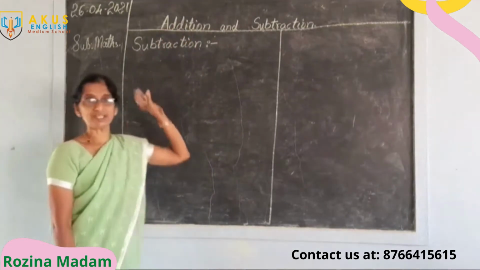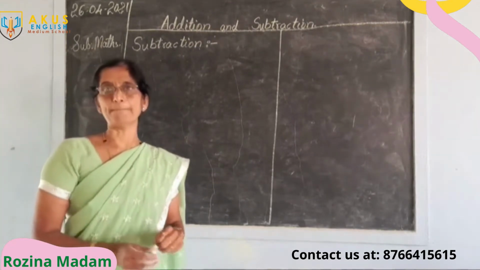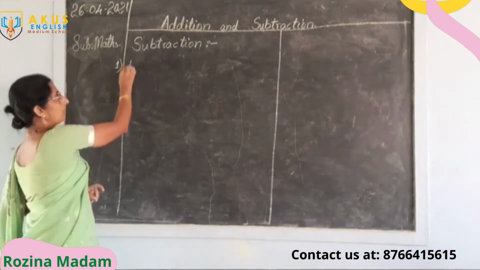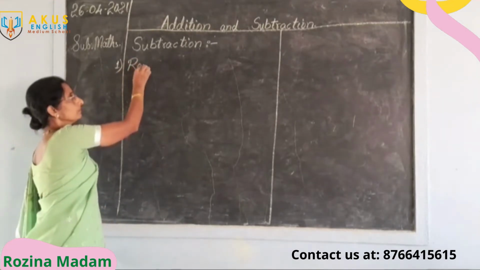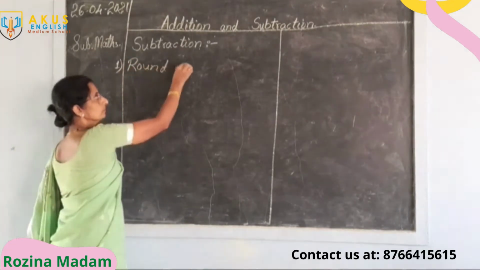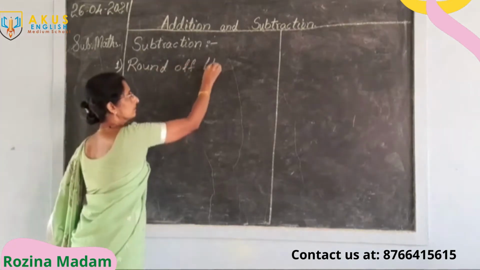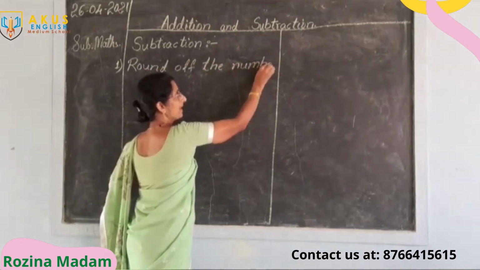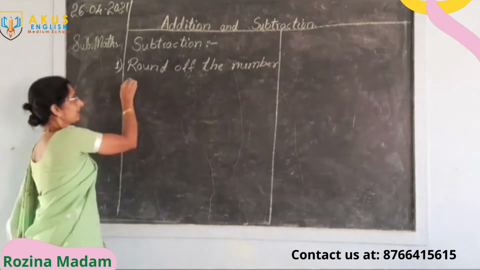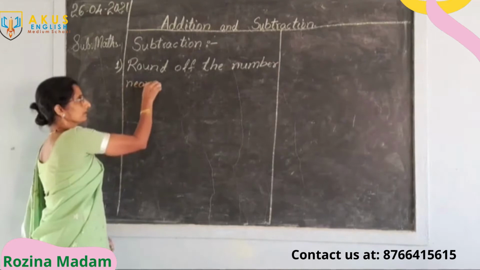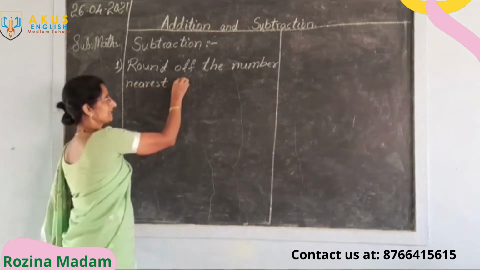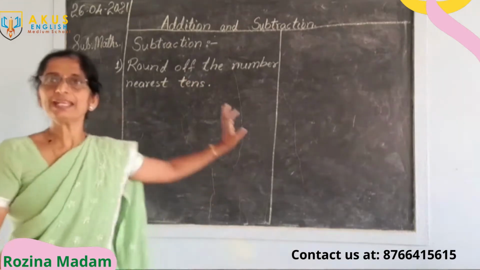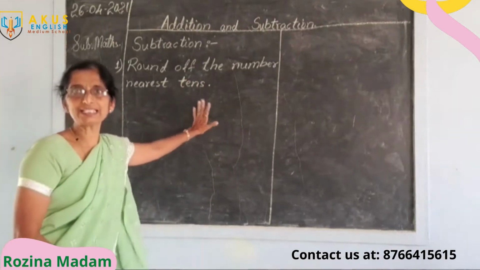So subtraction of rounding of the numbers. First we'll go for rounding of the numbers. Round of the number to the nearest 10. Nearest 10. So we have to estimate and round off the numbers to the nearest tens.